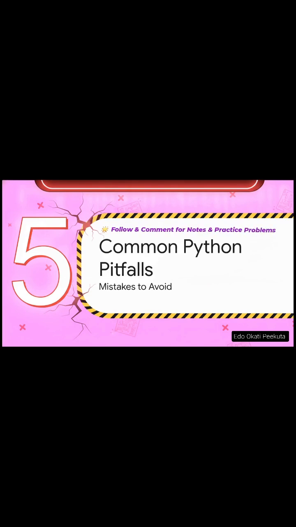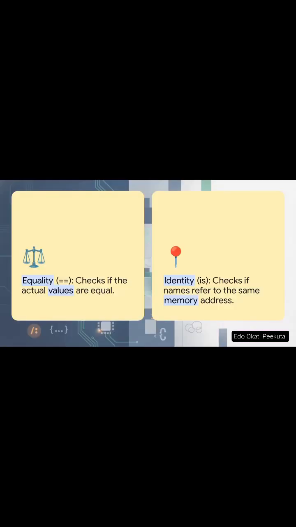Section 5. Common Python Pitfalls. We are now entering the most dangerous territory of this explainer. These are the mistakes that quietly slip into production and completely crash systems. First up, equality versus identity. Beginners constantly confuse these two. The double equals sign checks if the actual values of the objects are the same. But the is keyword checks if two variables point to the exact same memory address.